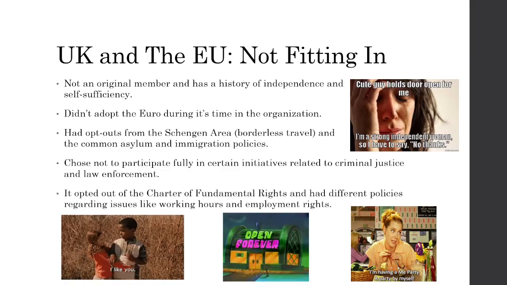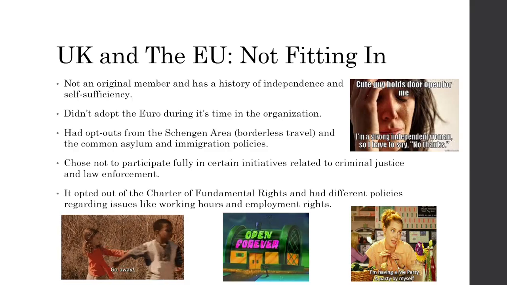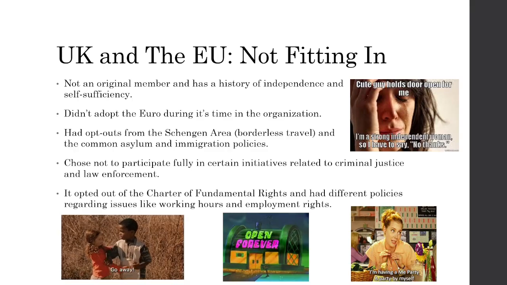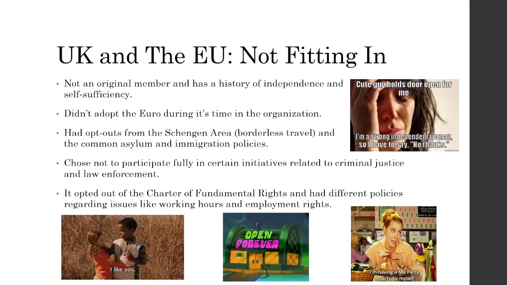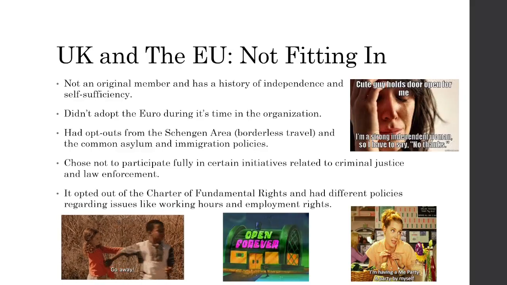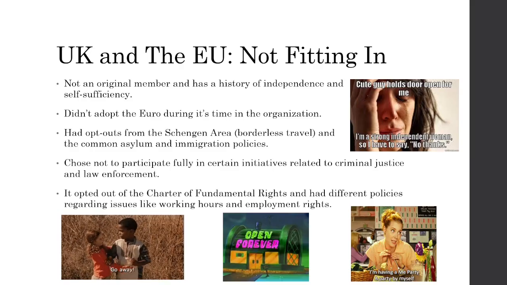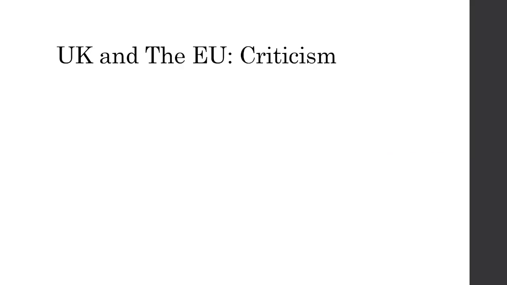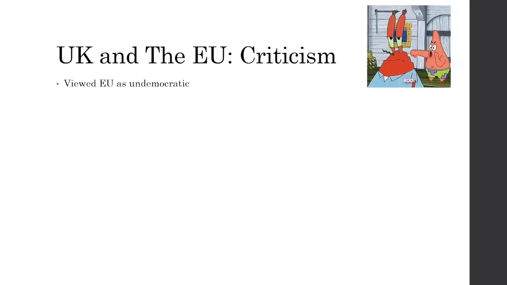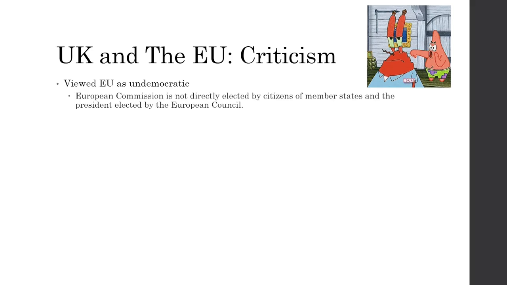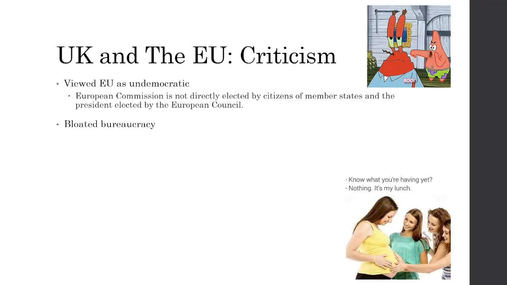It also opted out, who would have thought, of the Charter of Fundamental Rights. And they had varying policies regarding issues like working hours and employment rights. That's a very economic policy that varied between them and the rest of the EU. So there's a lot of criticism that occurred within the United Kingdom of the EU, and I guess vice versa. They viewed the European Union as undemocratic. The European Commission is not directly elected by the citizens of the member states. The president is actually elected by the European Council. So they could see that there are no direct elections for these officials. That's not democratic at all, and they wanted it to be democratic.